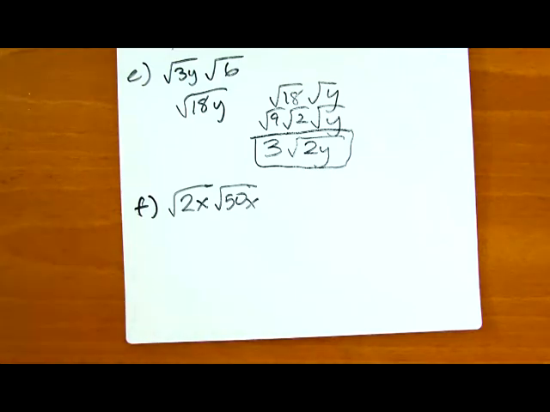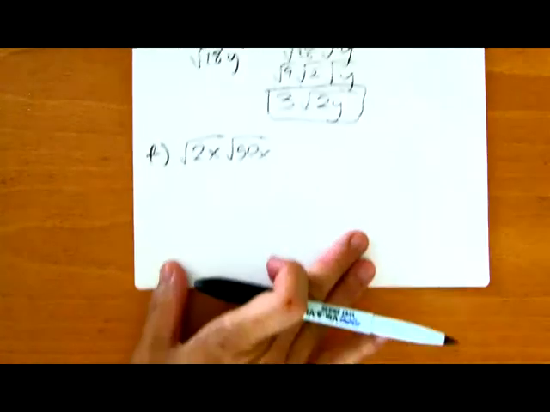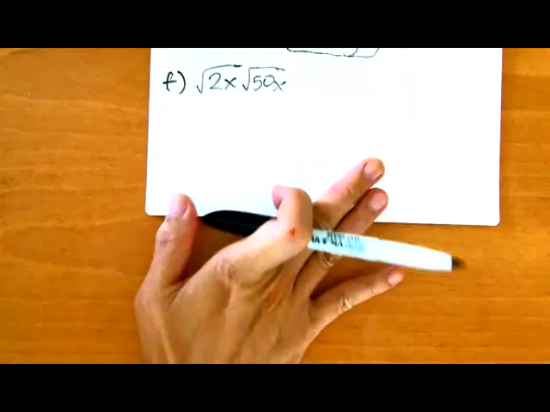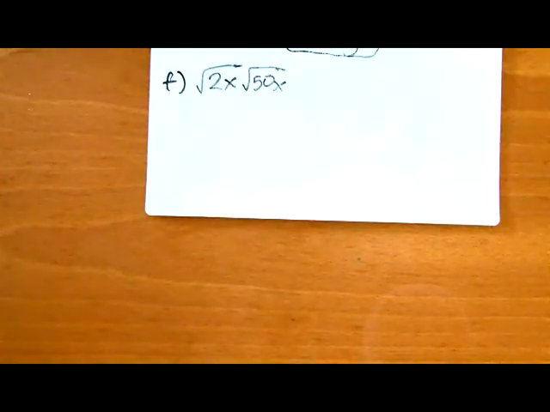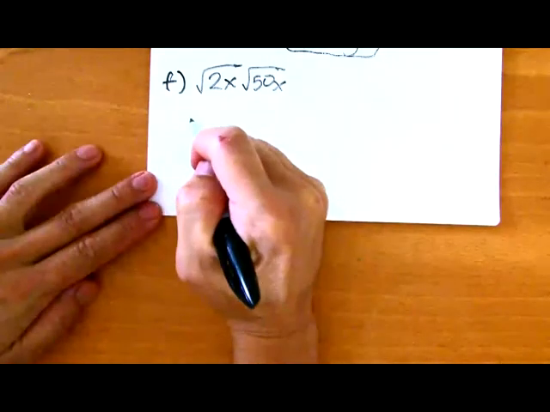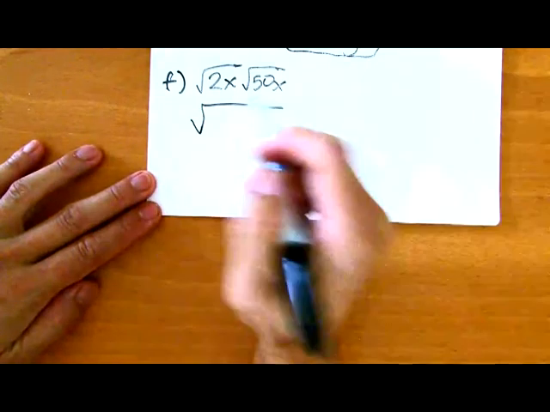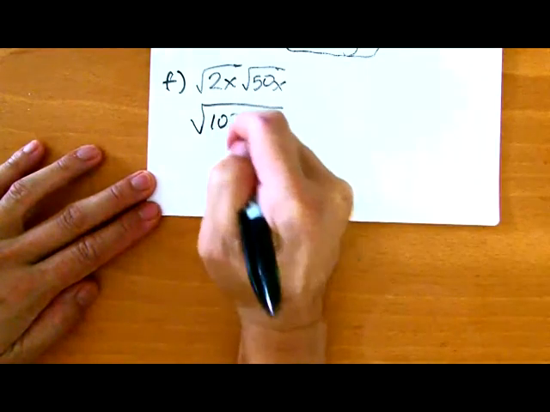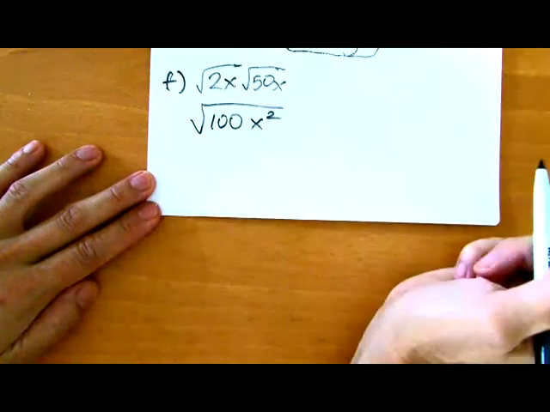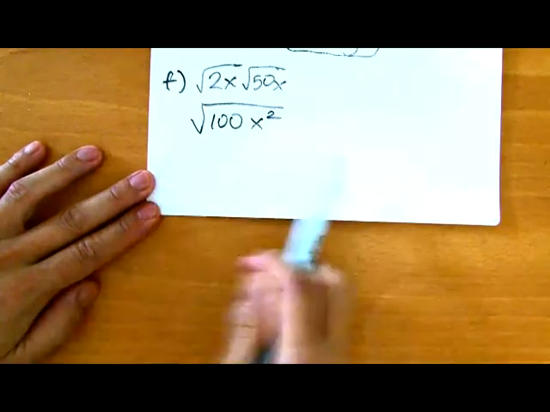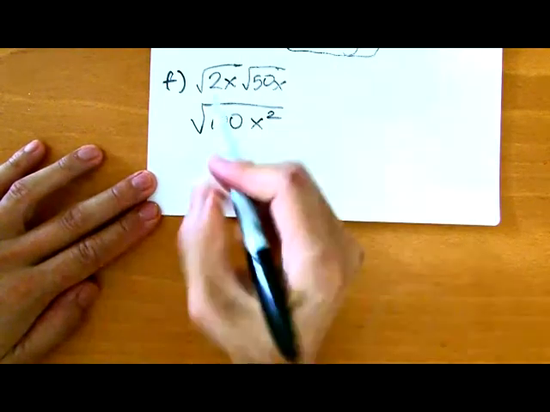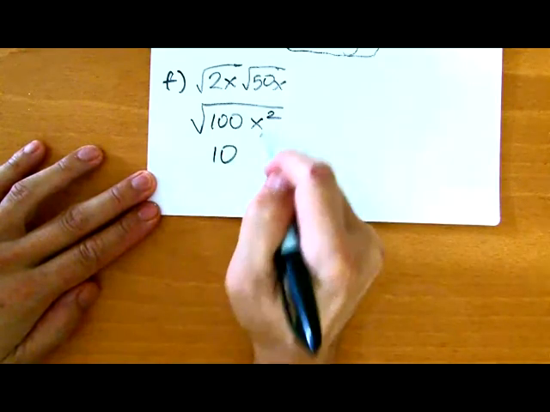Okay, letter F. Multiply. Radical 2x times radical 50x. 2 times 50 is 100. X times x is x to the second. Okay, this one is easy. Square root of 100 is 10. Square root of x squared is x.